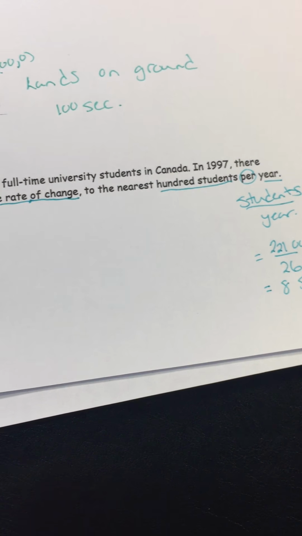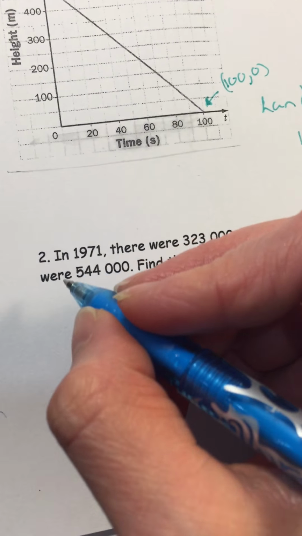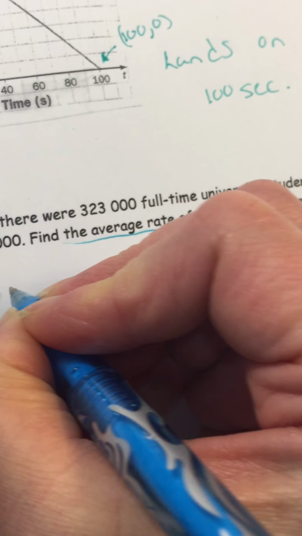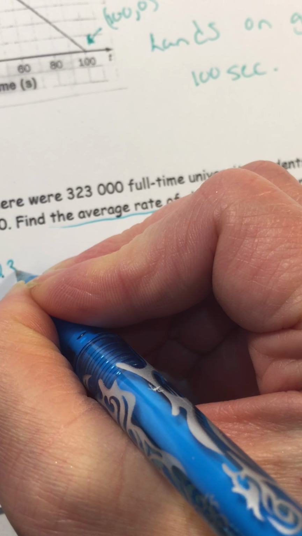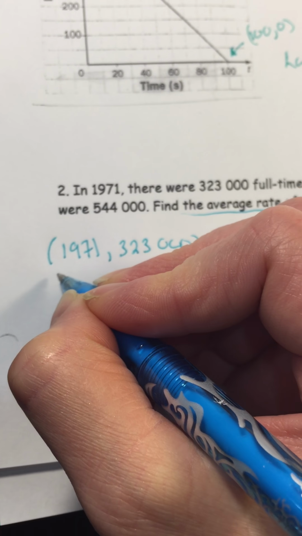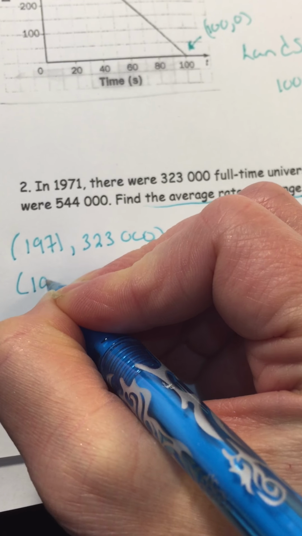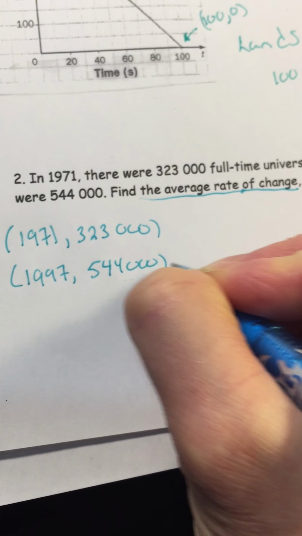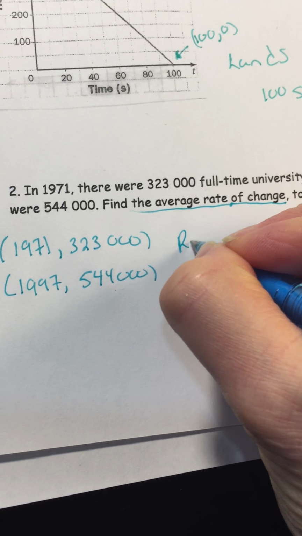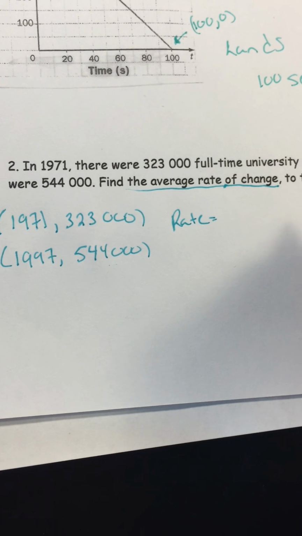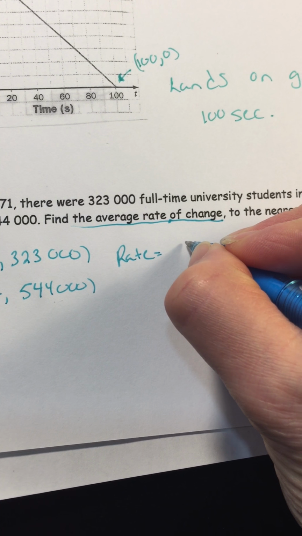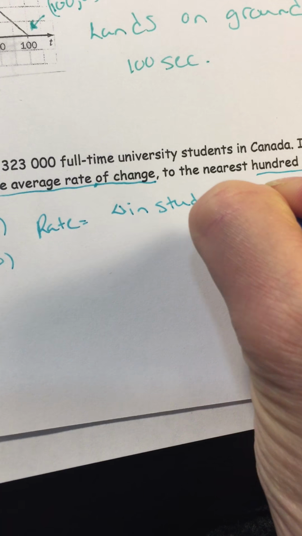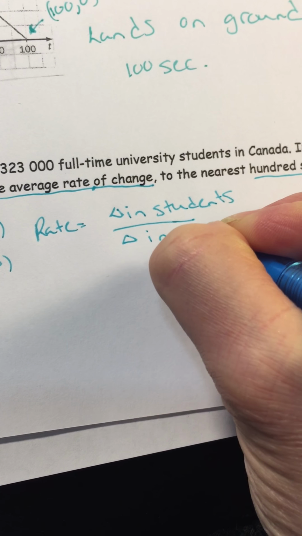Now, if we relate that back to what we learned last day, you can make these coordinate points. You can say in 1971, I have 323,000 students, and in 1997, we have 544,000 students. To find the rate, or the slope of that line, we would have the change in students over the change in years.